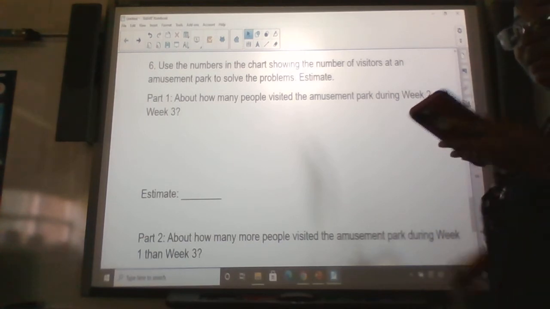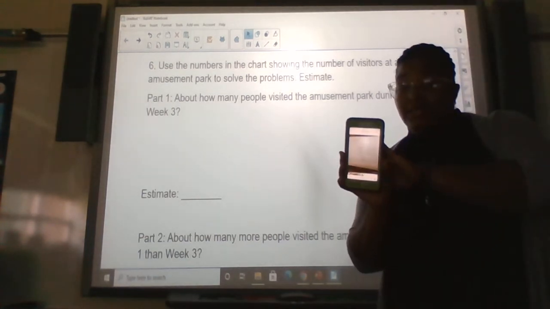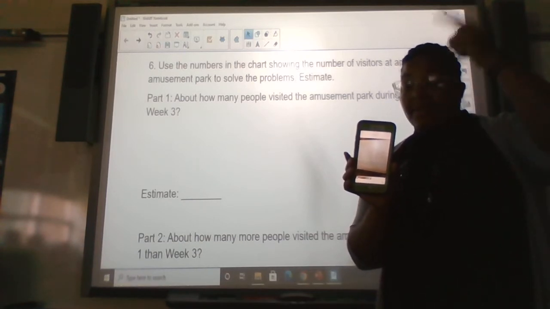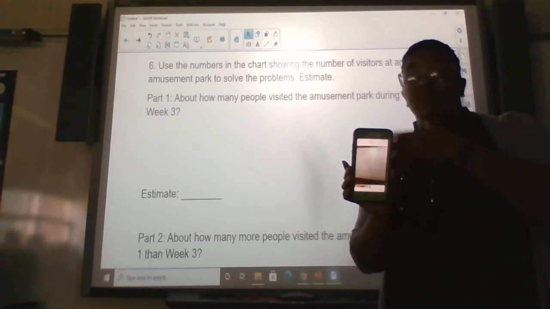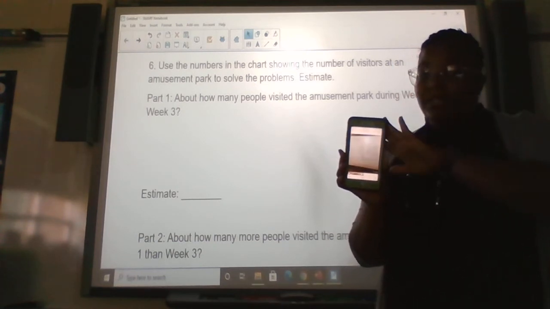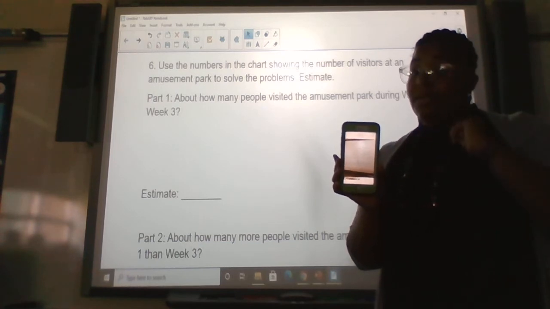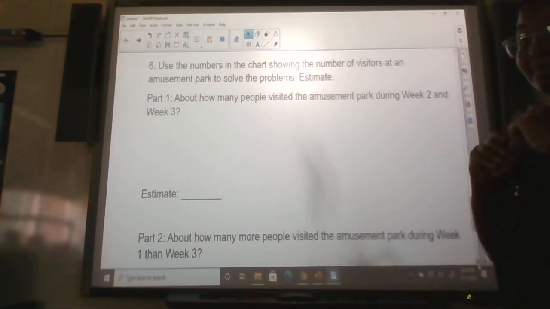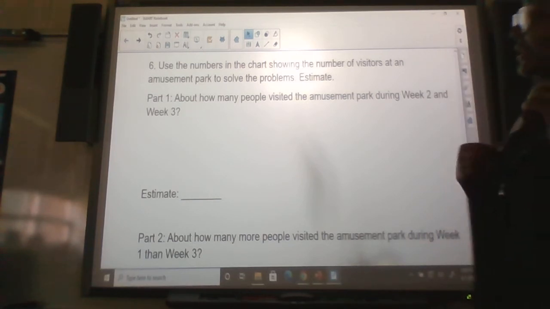Now, Ms. Gardner cheated because she took her phone and took a picture of the chart ahead of it because that's the one I need to use. So that is looking for the chart on number 5. So if you need to take a picture of it, go ahead and take a picture of it now. I'll give you a moment. You got it? Okay.